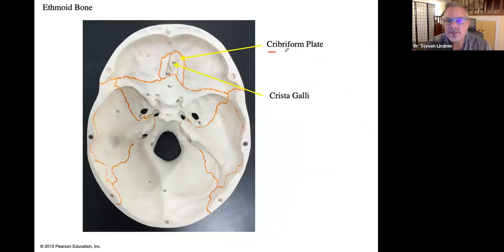Again, on the model, here's the cribiform plate, and here's the crista galli. You don't really see the perforated holes very much, because this looks like it's a plastic model, but all those perforated holes would be here.